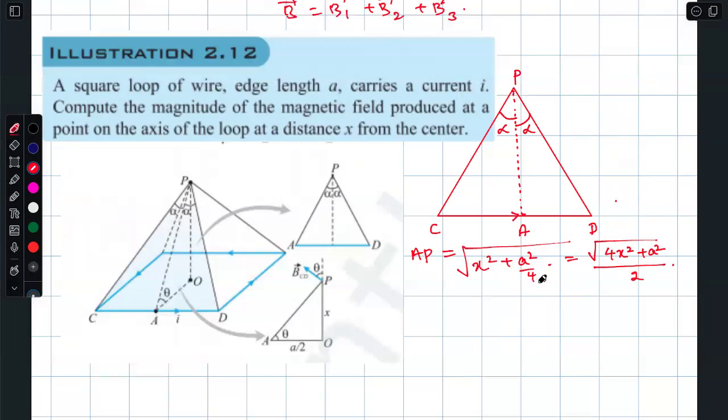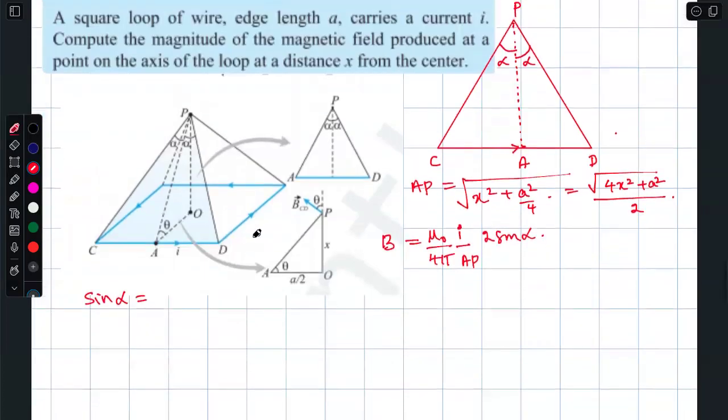Hold on. Now, one more important point: AP is done. So, what is the expression for the magnitude of B? B is nothing but mu naught by 4 pi I by perpendicular distance AB into 2 sine alpha. Right. So, what is the sine alpha? Do we know alpha term? Yes, we know alpha term. What is sine alpha here?